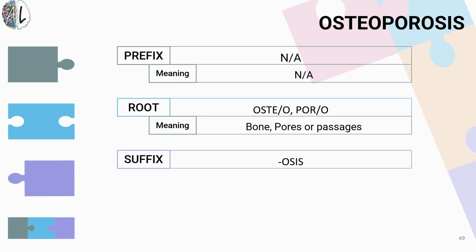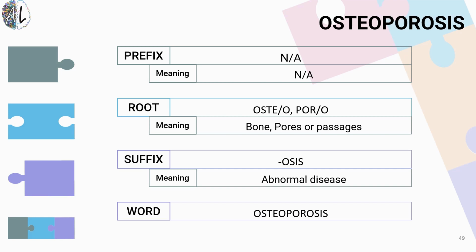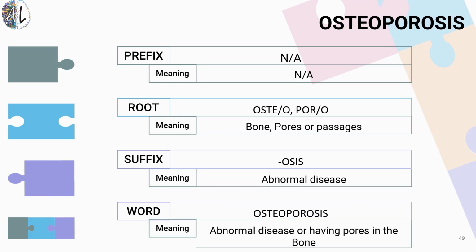The suffix here is osis, O-S-I-S, which means abnormal disease. So if we're going to define the entire term osteoporosis, it's an abnormal disease where you have openings or these big holes or pores in the bone.